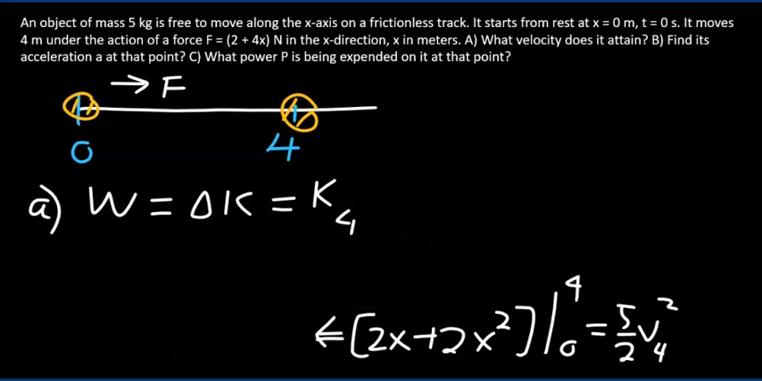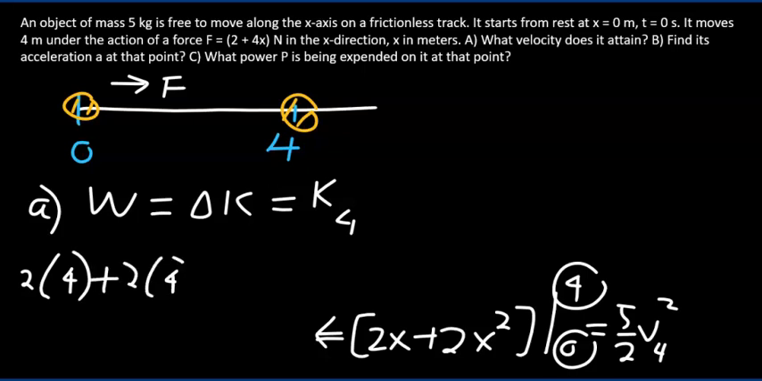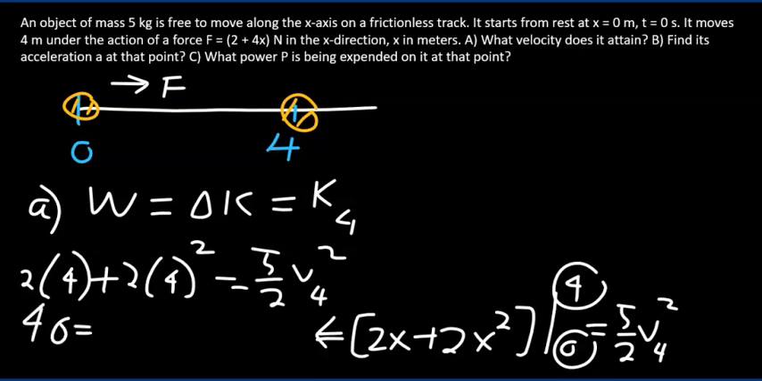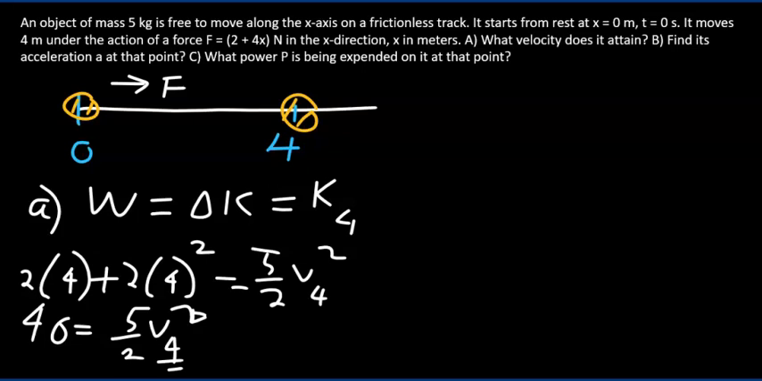So let's substitute the limits. The upper limit is 4, the lower limit is 0, so that expression gives you 2 times 4 plus 2 times 4 squared. The lower limit will simply give you 0. And that equals 5 over 2 v4 squared. So the left hand side is 40 and the right hand side is 5 over 2 v4 squared, and we can solve for v4. When you solve, you get the following answer: v4 is 4 meters per second.